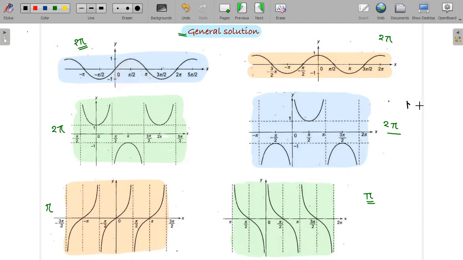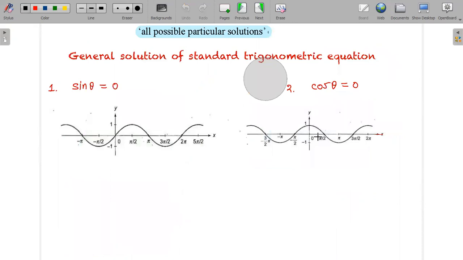Now, let me take some more challenging problems, first one of which we'll be solving using the graph. How can we find the general solution for sin theta equals 0? I did the same thing again. I draw the graph of y equals sin theta as well as the graph of y equals 0, and I'll be observing their points of intersection. As we know, these are the points of intersection which we obtained, and these solutions occur at a pi length of interval.